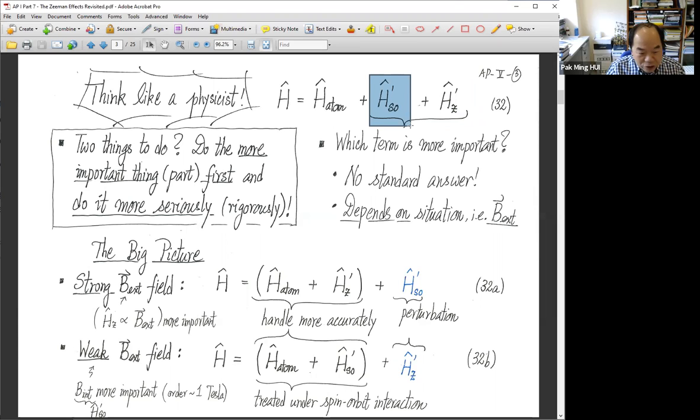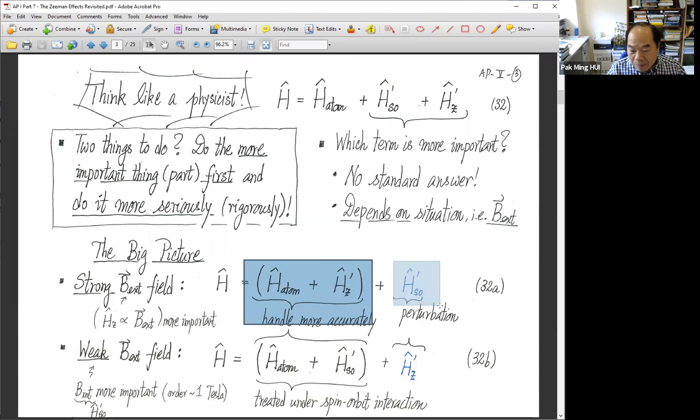So depending on which situation you are in, you do the more important term more carefully, meaning more rigorously, hopefully exactly, and then after that, do the secondary, weaker term using perturbation. So that is the big picture and the key idea, okay? Therefore, we will split the discussion into 2 cases. Strong field, in which the Zeeman term is more important, we will do this part more carefully and then handle the spin-orbit by perturbation. And the weak field case, where we should do the spin-orbit first and then do the Zeeman as a perturbation, okay?